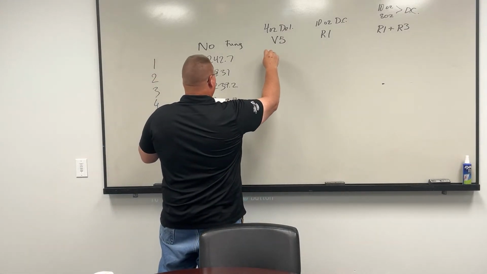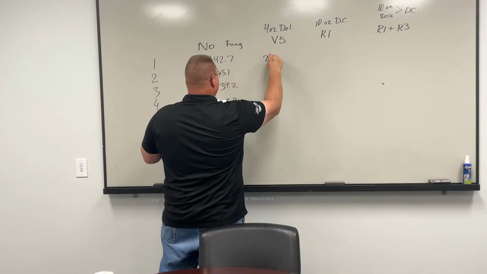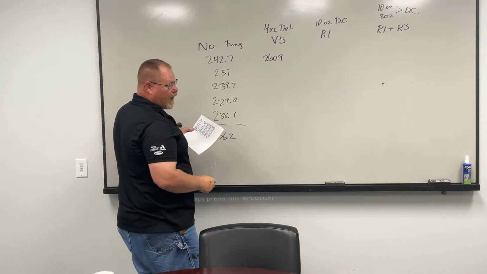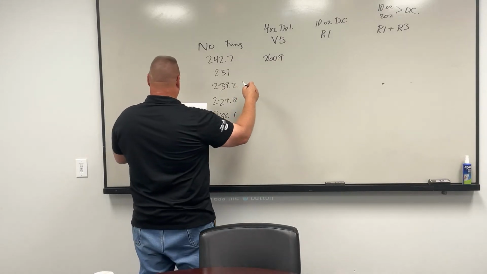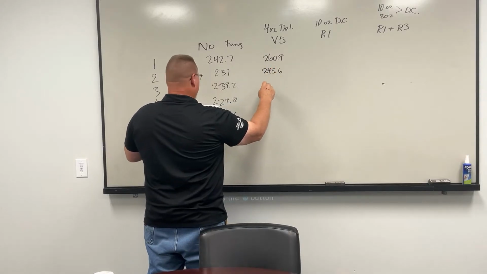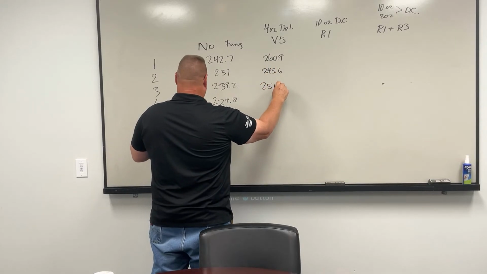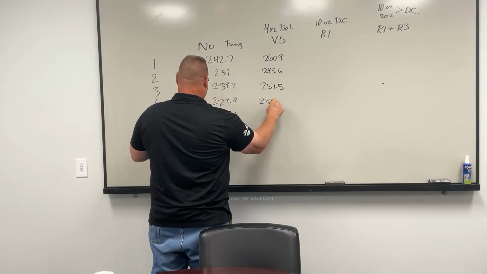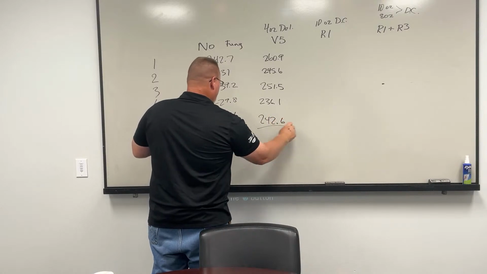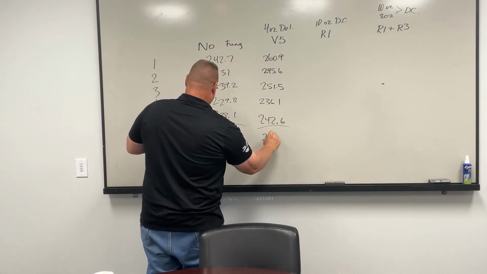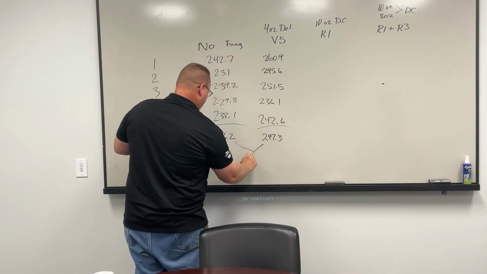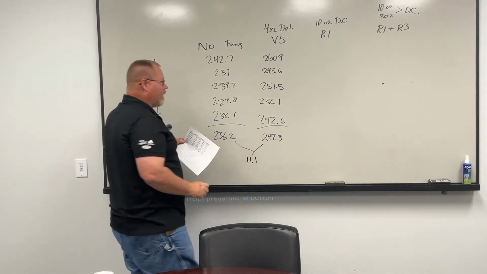So if we apply a V5, we went to 260.9, which that's a very unusually large response to a V5. We went to 245.6. We went to 251.5. We went to 236.1. We went to 242.6. Average yield of 247.3. The increase from the V5 application, 11.1 bushels.